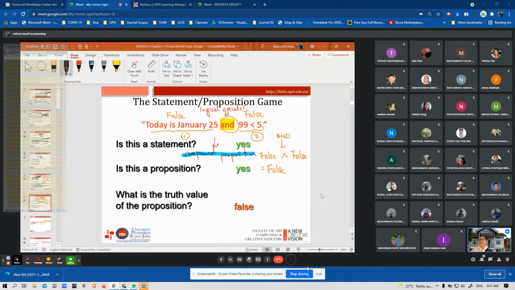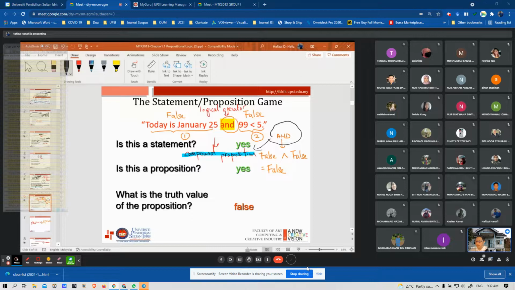Okay, this one the statement. This one is a logical operator, or we can call it as a compound. Compound statement yang kita akan combine two sentences. Compound proposition is the proposition that we combine two sentences. Okay, first sentences. Today is January 25th and 99 is less than 5 lah. Dia ada dua statement kat sini, and kita akan using the connective. Connective is basically is a type of compound proposition.